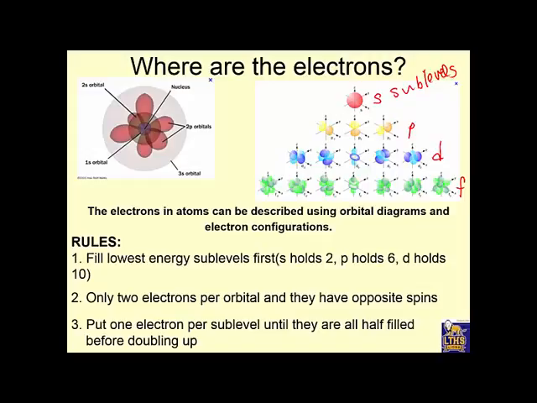So how do the electrons fill these energy levels and sublevels? They fill the lowest energy sublevels first, and this is called the Aufbau principle. Another rule we use to help us explain where electrons are is that only two electrons can fit in an individual orbital. And if they are in there, they have to have opposite spins. This is the Pauli exclusion principle.